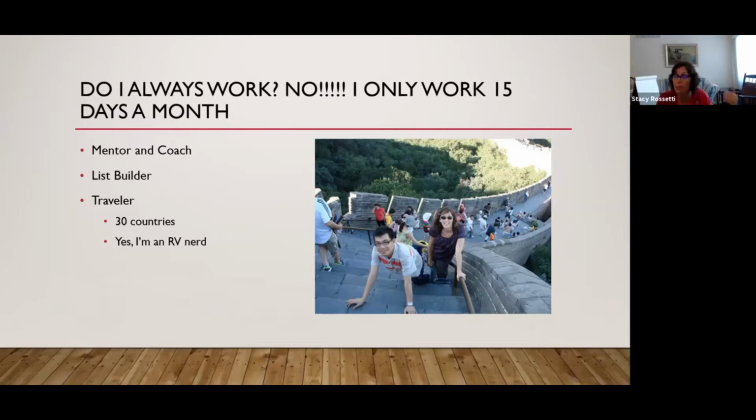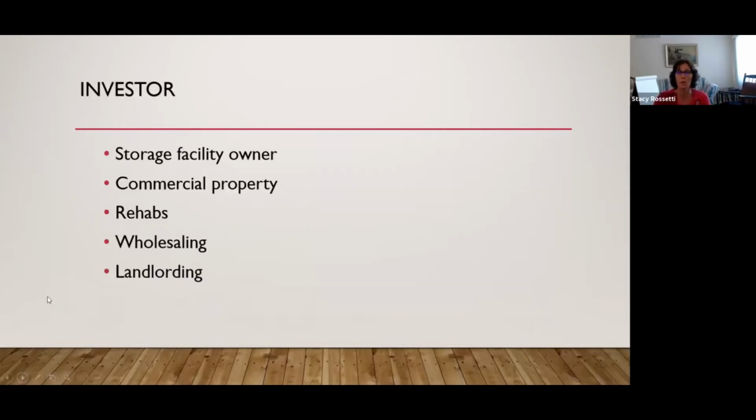You need that money. You need that lifestyle to do that. And I'm telling you, storage facilities allow you to do something like that, if you set it up properly and know what you're doing. Okay, and then, yeah, here is the list of everything.